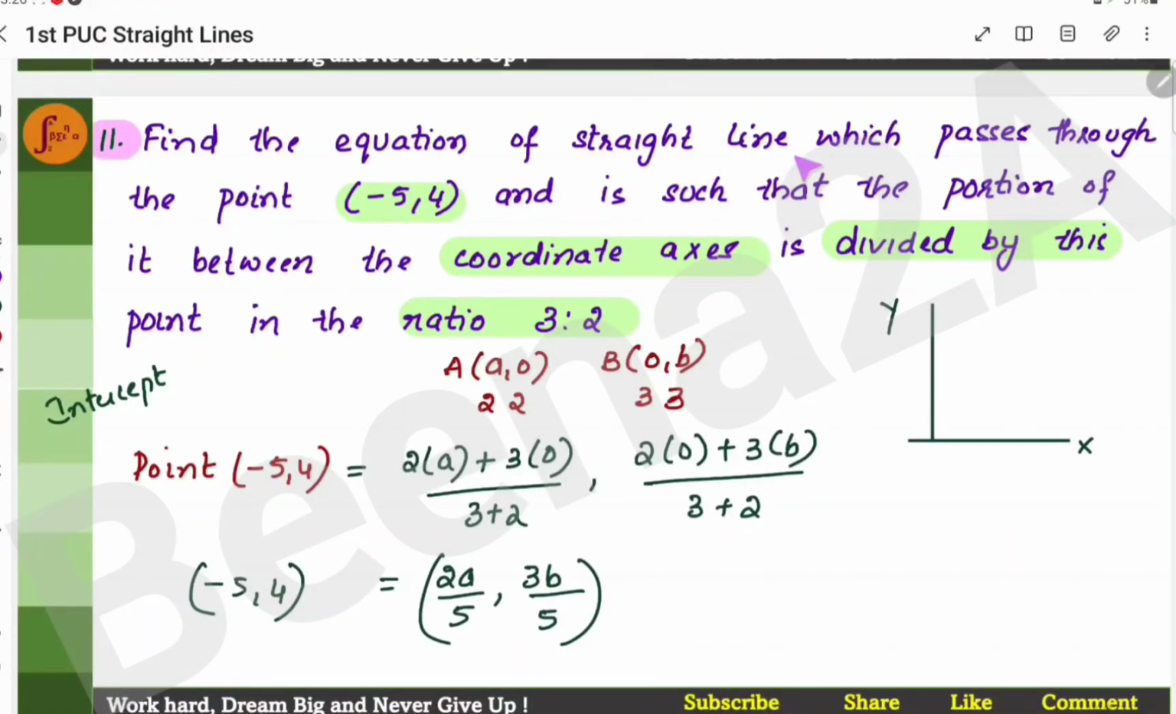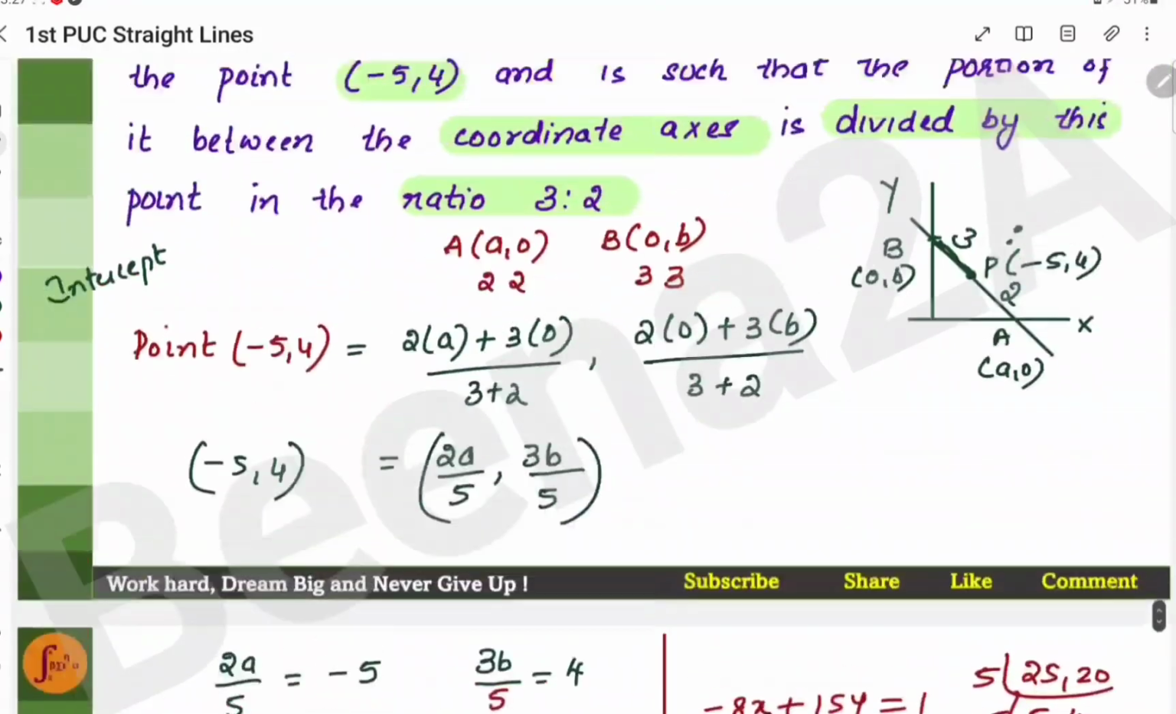And it passes through the point (-5, 4). So there is a line which passes through some point which is (-5, 4). Let's call these a and b. It's cutting the axes, so we'll call this (0, b) and this (a, 0). Now this point is dividing this line in the ratio 3 is to 2. On this side you put 3, and on this side you put 2.